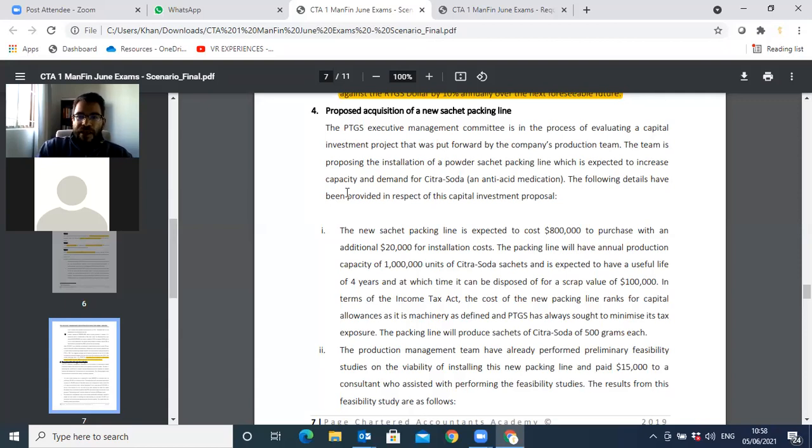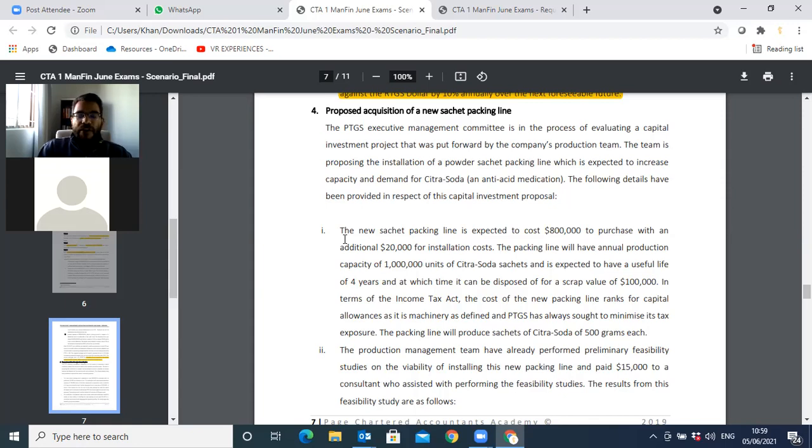Okay. So here are a few things that are being mentioned. There's a cost of the investment plus installation costs. Remember, if they don't tell you when the cost of investment happened, then you must know it will happen immediately, which is in year 0. Then they're giving you the capacity, 1 million, that is the capacity per annum. So 1 million sachets, we know each sachet is 500 grams. That's the maximum capacity. It does not mean that it's the actual production. We probably have to see if any other details are given for actual production.